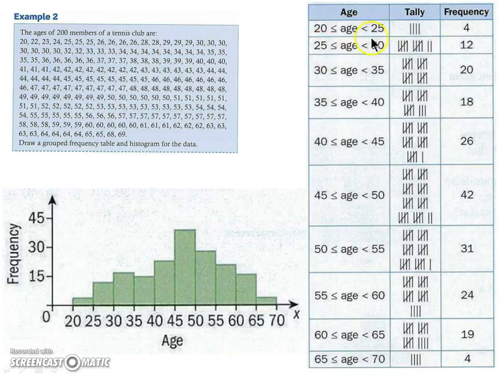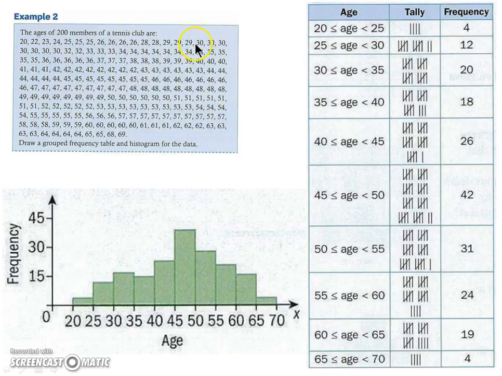Second category is 25 to 30, not including 30. Third category, 30 to 35, not including 35. So these are intervals of 5 years. For 20 to 25, I'm just going to count it. 1, 2, 3, 4. So that's it. 25 cannot be there. So I have 4. Now 25 to 30: 1, 2, 3, 4, 5, 6, 7, 8, 9, 10, 11, 12. I have 12.